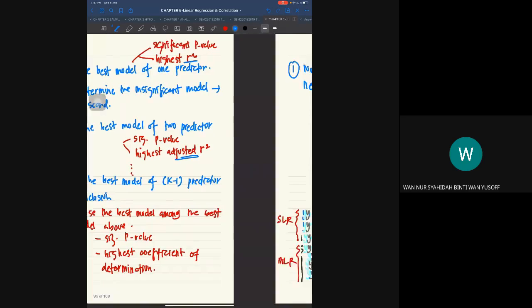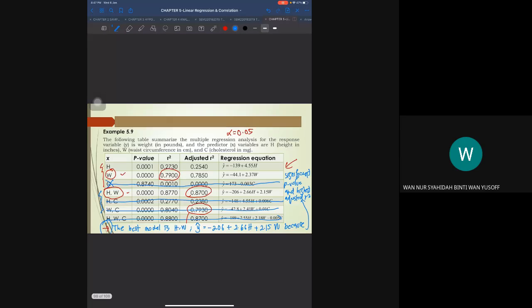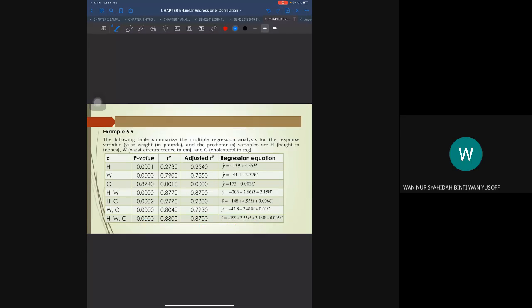Okay, so we go to the example. The following table summarizes the multiple regression analysis for the response variable. Your y is weight and the predictor variables are height, weight, and also cholesterol. So here we have 3 independent variables or predictor variables. So you will have 7 models, which means 7 different outputs.